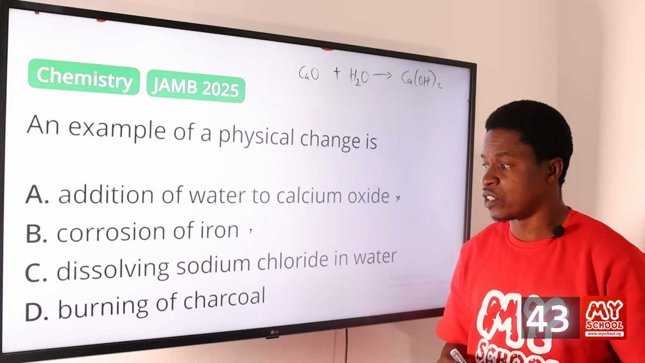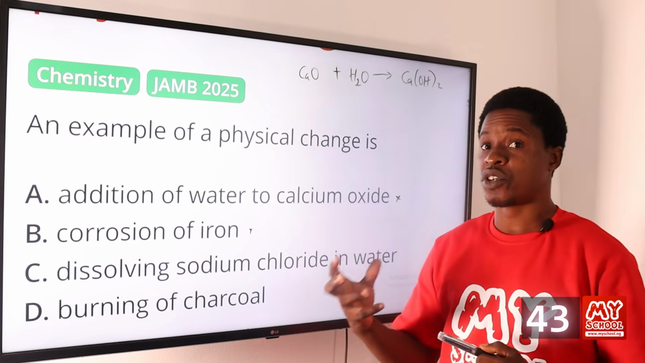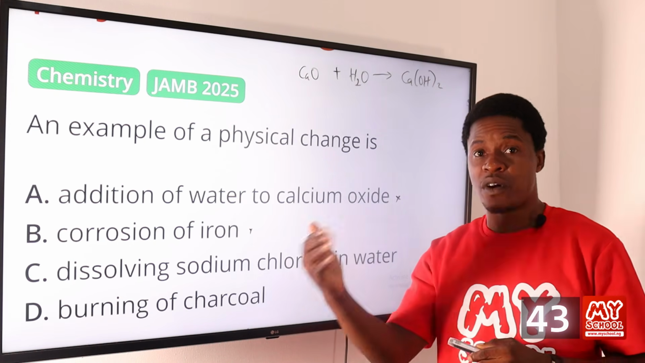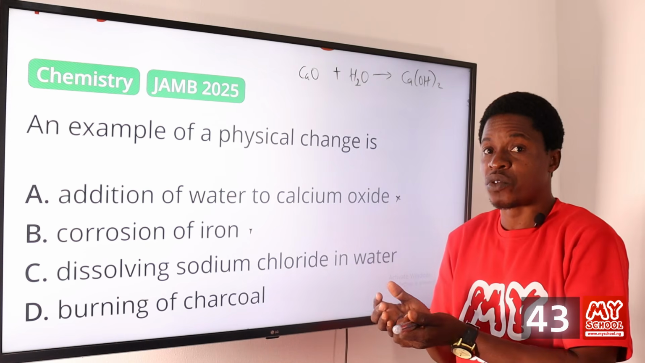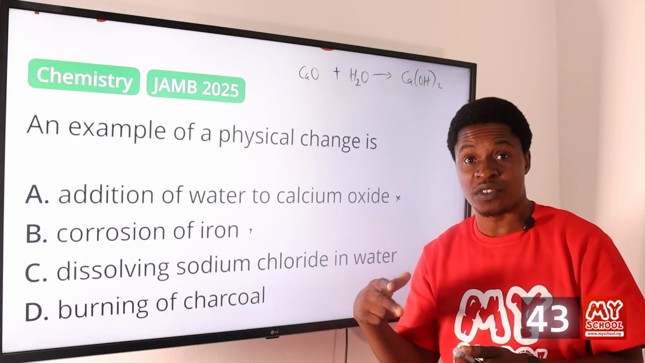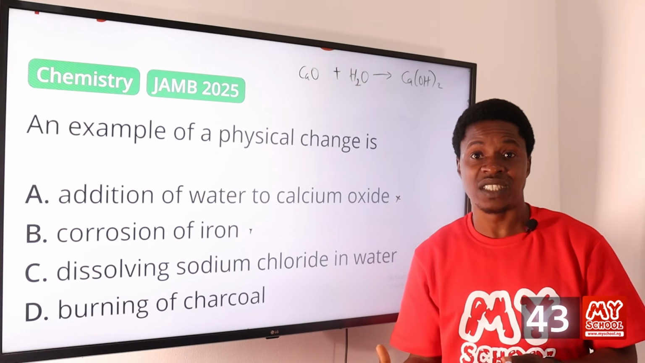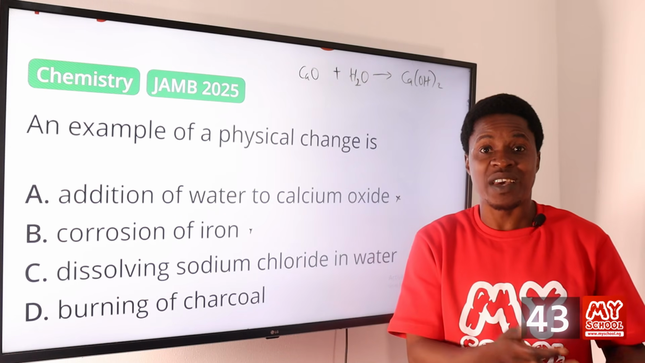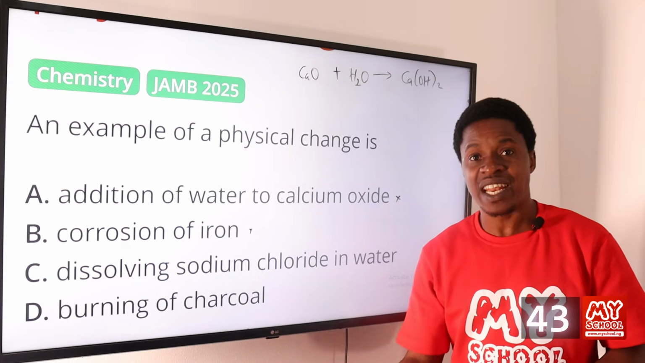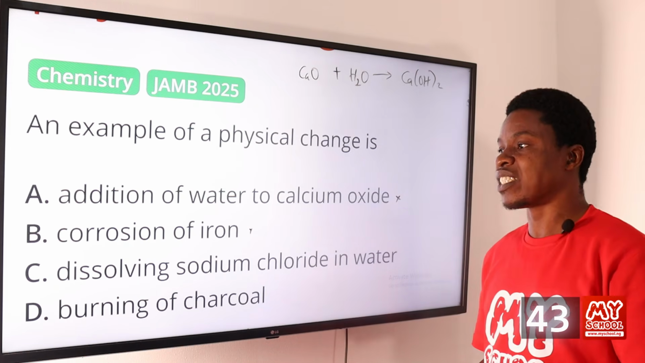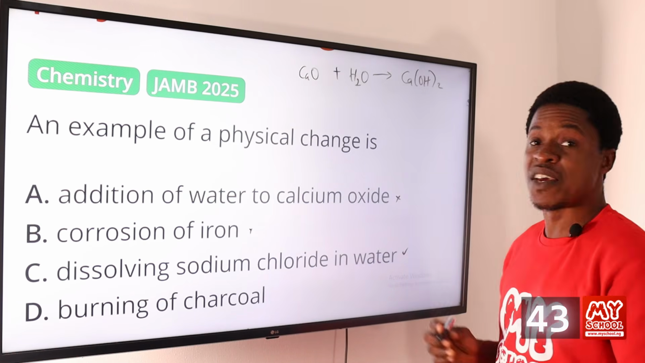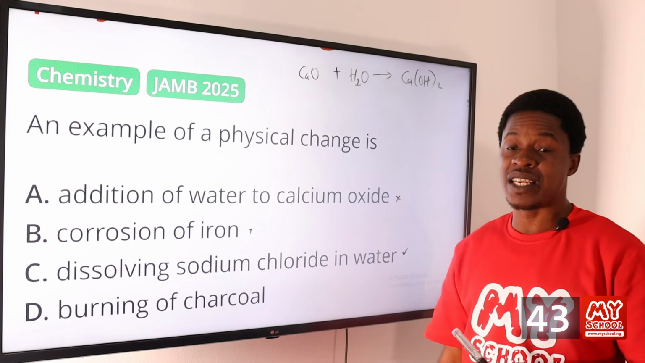Option C says dissolving sodium chloride in water. If you dissolve sodium chloride in water, the solute reacts with solvent to form a solution. We have a salt solution. Even if the salt becomes dissolved completely, if you apply heat to it, you can still get our water back, and we can still get our salt back, crystals of salt, by crystallization. So since a new substance is not formed and it is easily reversible, this is a physical change.